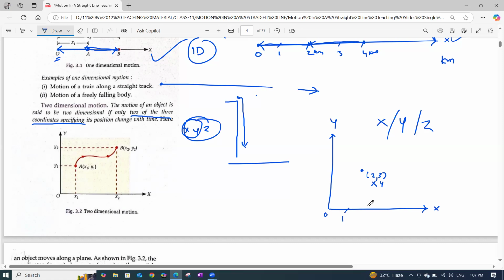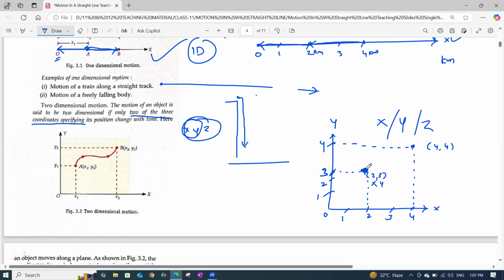For example, this is 1, this is 2. So this is 2, this is 3. Let us take. So from here 2, from here 3. So this is the position of an object. Now after some time, the position of the object might have come to here, which we can call as 4, 4. If you take distance from x-axis 4 units, distance from y-axis 4 units, this is the change.